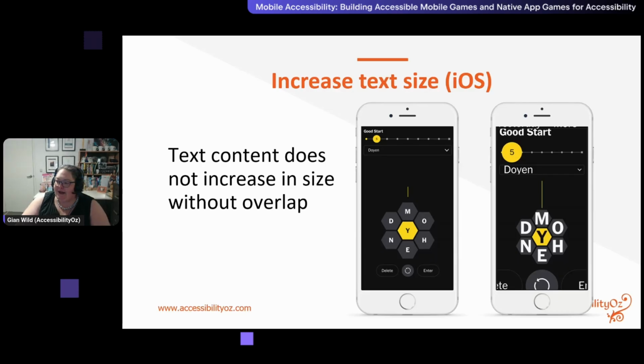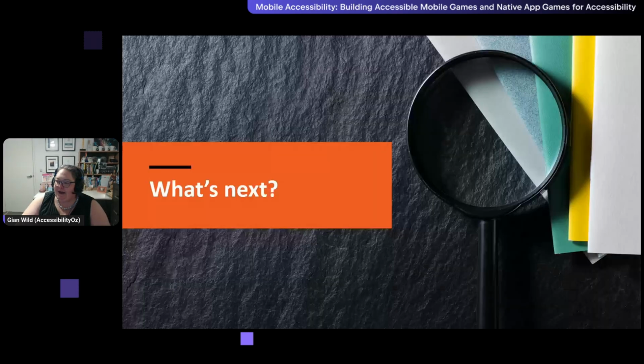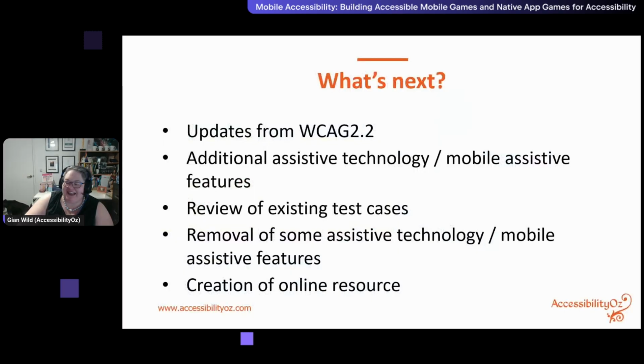Okay, so what's next? I personally contracted long COVID in 2023. So the whole mobile testing methodology committee is kind of on hold, but there are a number of things that we need to do. We need to update it to include WCAG 2.2. We need to include additional assistive technologies and mobile assistive features, voice control being one of them. You can use the mouse with an iPhone now. Those kind of things need to be included in the methodology.